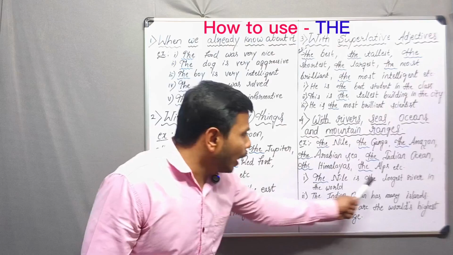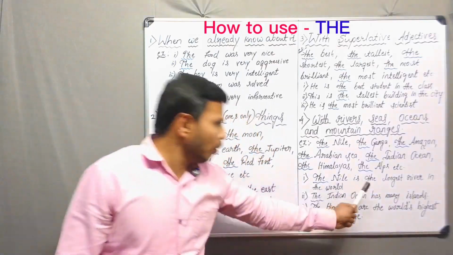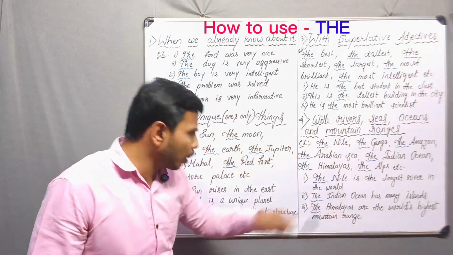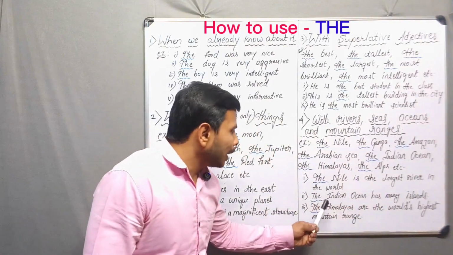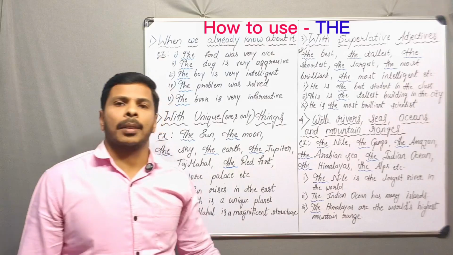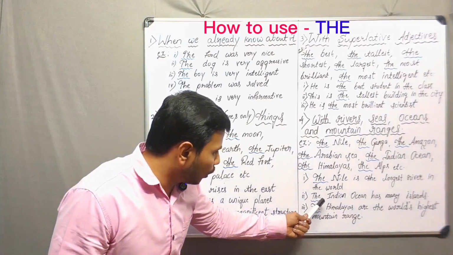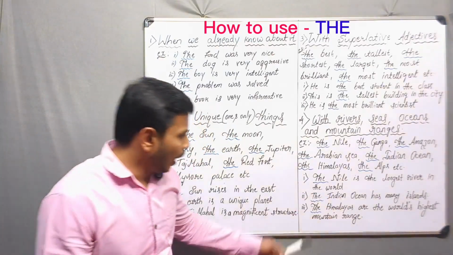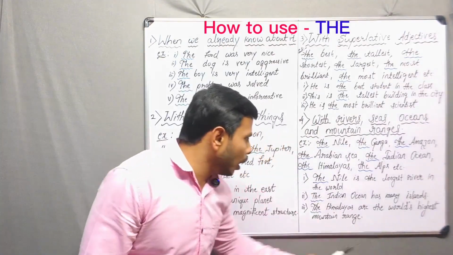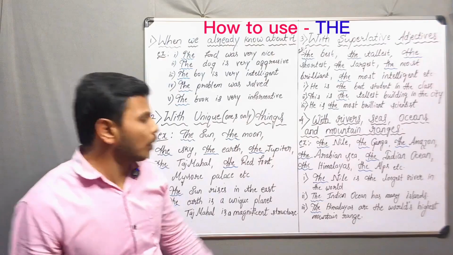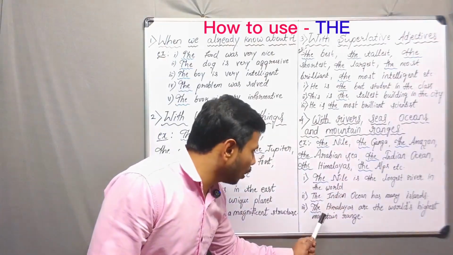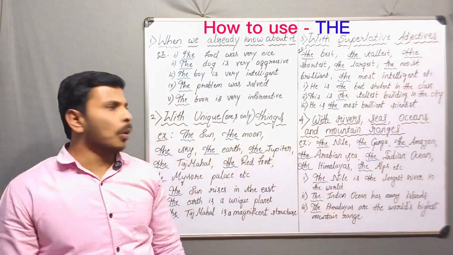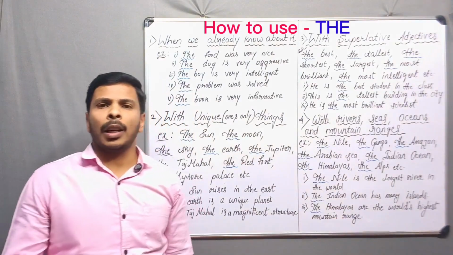We have some examples here. The Nile is the longest river in the world. So with the river name I used "the". Second one, the Indian Ocean has many islands. I used "the" with Indian Ocean. And the Himalayas are the world's highest mountain range. Here also, with the mountain range, I used "the". So this is how we use the definite article "the".